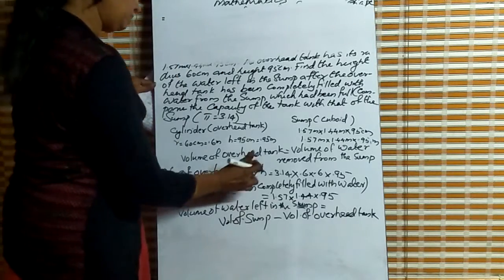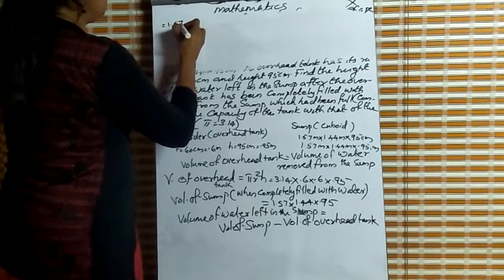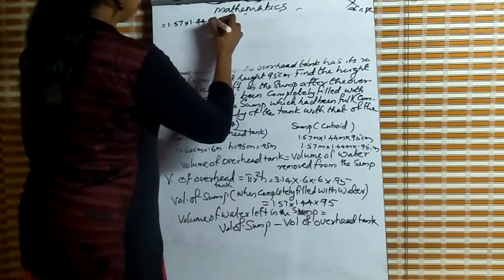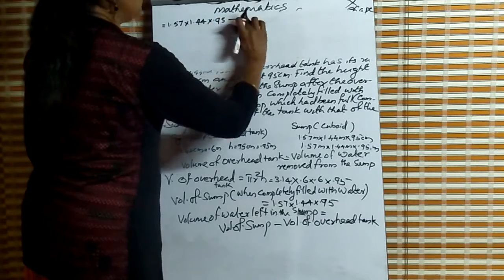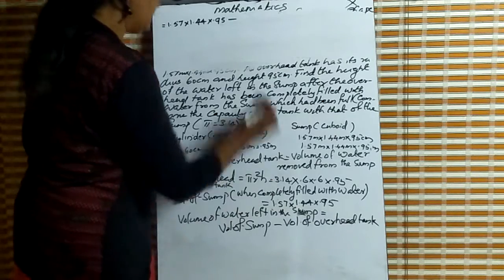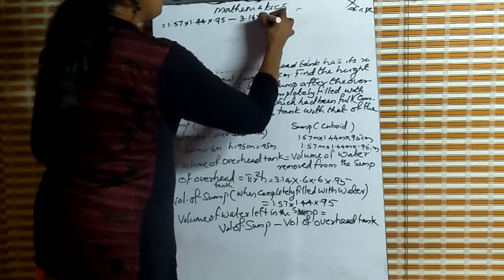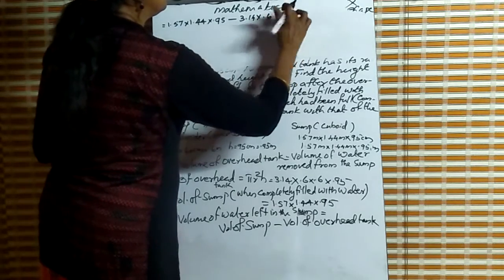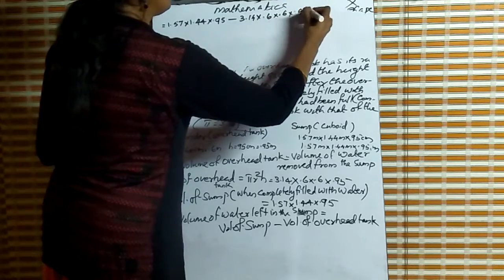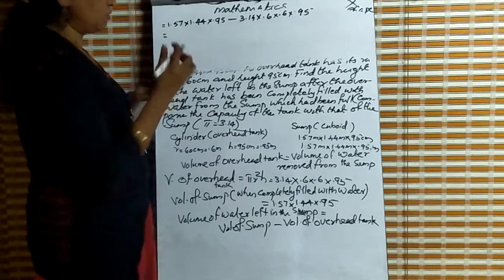What is the volume of sump? Volume of sump is 1.57 into 1.44 into 0.95 minus volume of overhead tank is 3.14 into 0.6 into 0.6 into 0.95. We use an easy method for subtraction.